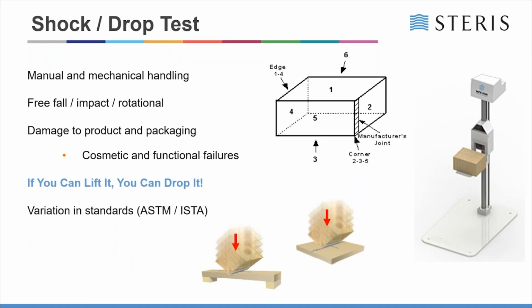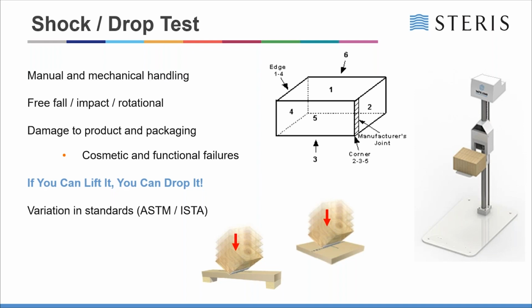In relation to drop tests, if you can lift something, you can drop it. And it will fall, it will get damaged. Gravity is a great thing, it does work. And you can do both manual and mechanical handling under this particular test. It's typically a free fall impact, and also use rotational edge or rotational drops, depending on the type of test that you're actually using. Typically, the damage to the product can be cosmetic in relation to the packaging, but it also can cause functional failures to the actual product itself.